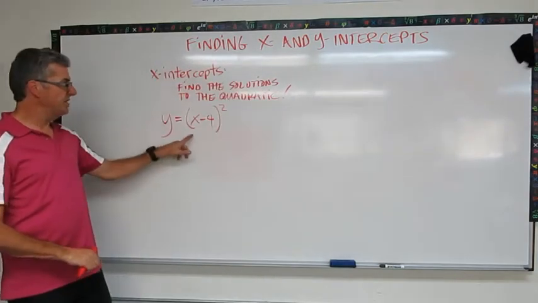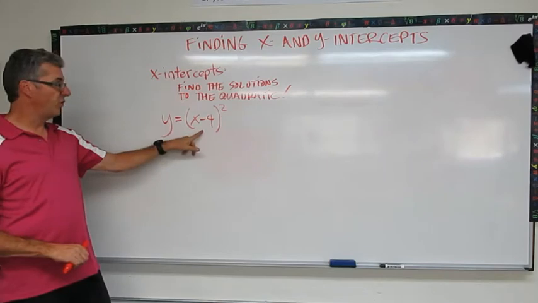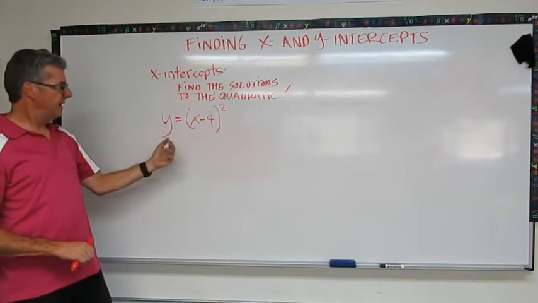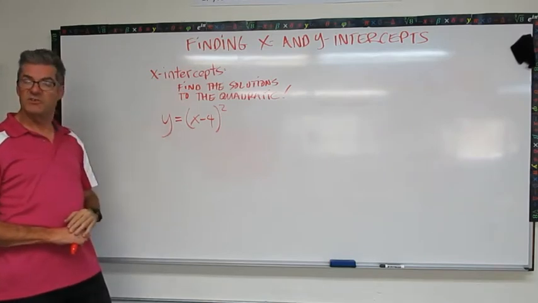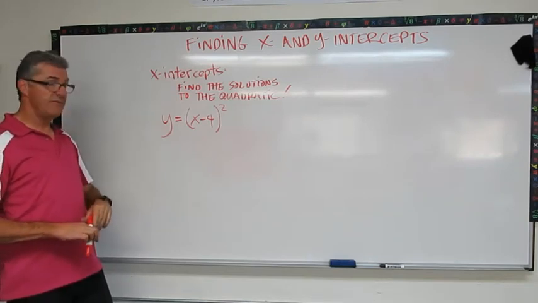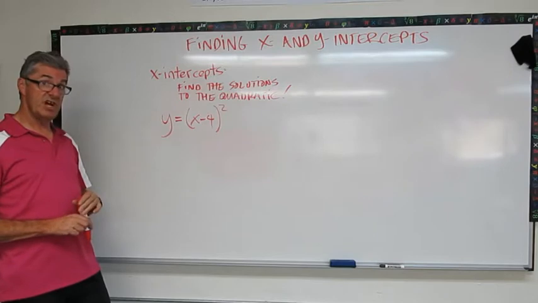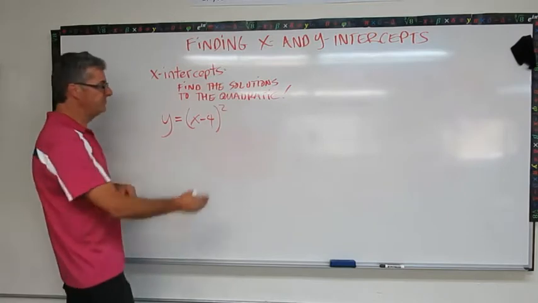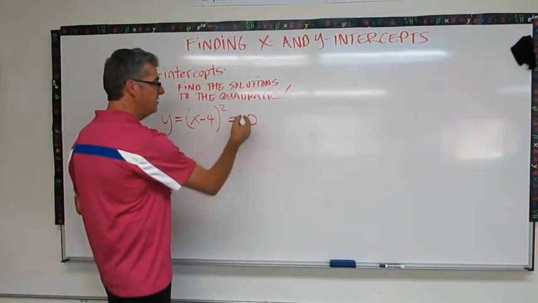Okay, let's do a different one. This one is in a different form. This is vertex form. And it's asking us the same question. Find the x-intercepts. So let's go ahead and do that. If you think you know how to do it, pause the video and give it a shot. I'm just going to work it. Set it equal to 0 and solve.